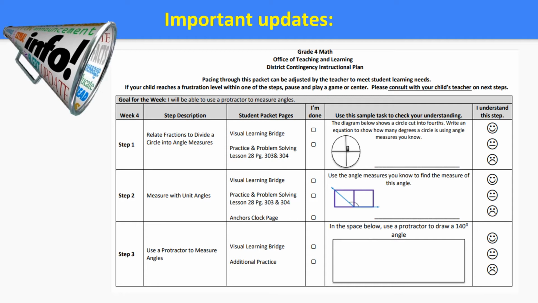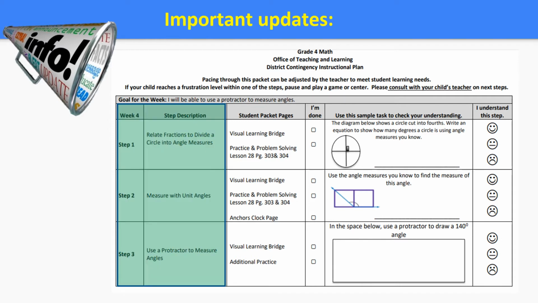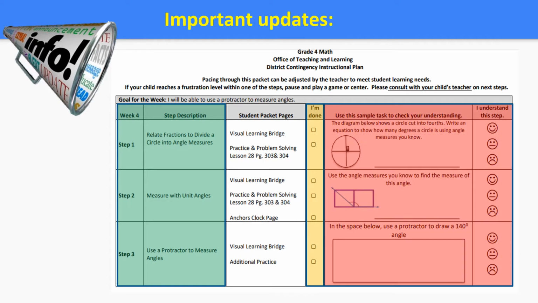Before your child begins work, make sure you've contacted his or her teacher to find out which of these steps best meets the needs of your child. When your child has completed a step, he or she can record it in the I'm done column. Your child can then complete the sample task in the next column and reflect on his or her understanding using the smiley faces. Be sure to communicate your child's understanding with his or her teacher so you can find out next steps in your child's learning.